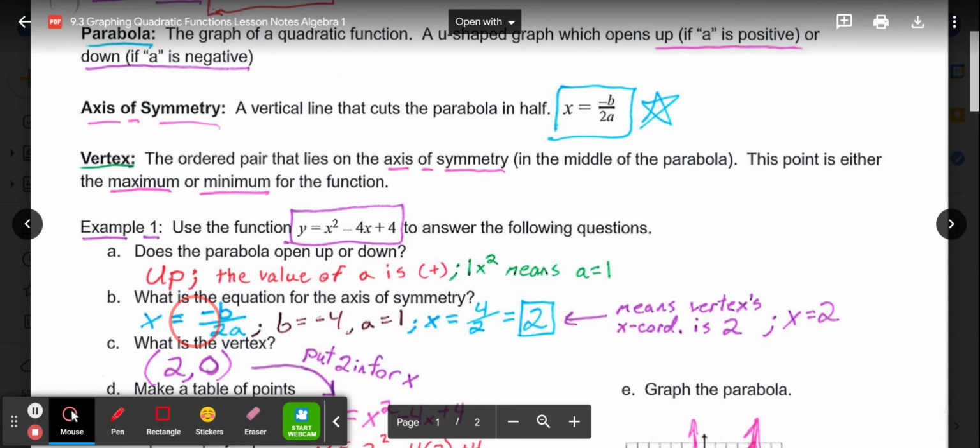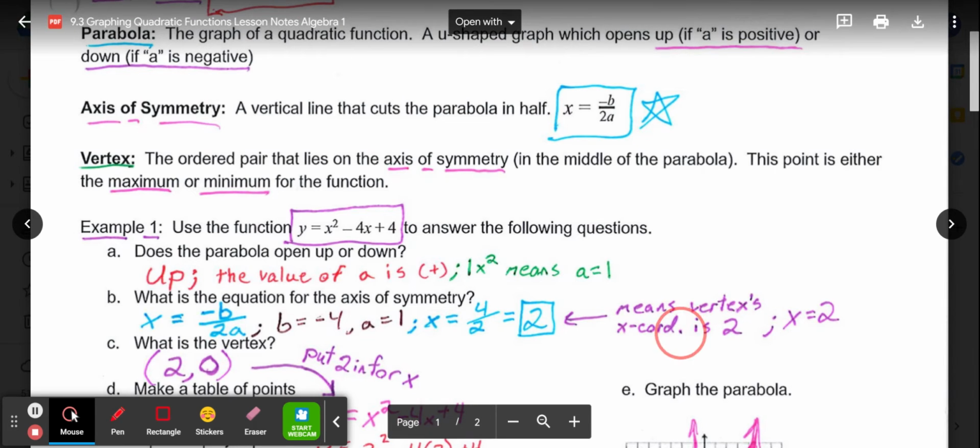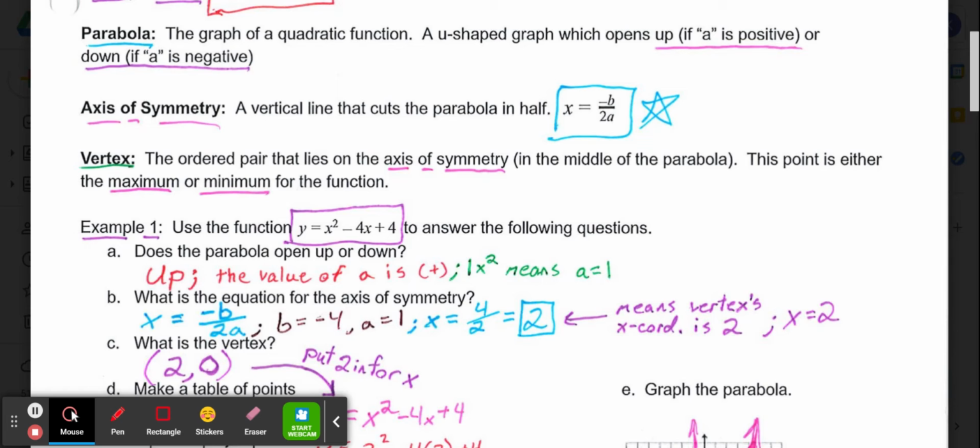So when we put it into x equals opposite of b over 2a, it would be a positive 4 over 2 times 1. So 4 over 2, which simplifies to 2. So x equals 2. So our axis of symmetry is x equals 2, which also means our vertex's x-coordinate is 2. So whatever you get for your axis of symmetry is always going to be the x value of your vertex.